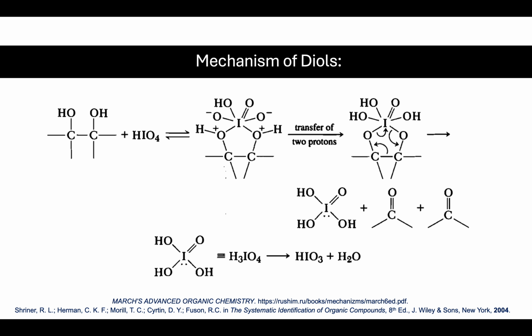Here's the mechanism of diols. First, we start by reacting the diol with the periodic acid, and the periodic acid acts as an oxidizing agent and coordinates with the hydroxyl groups to form a 5-membered ring. But since this 5-membered ring is highly unstable, there would be a proton transfer from the hydroxyl groups to the negatively charged oxygens attached to iodine. And it would form this ring, which would take us to the final step where the cleavage of the C single bond C occurs, producing 2 carbonyl groups.